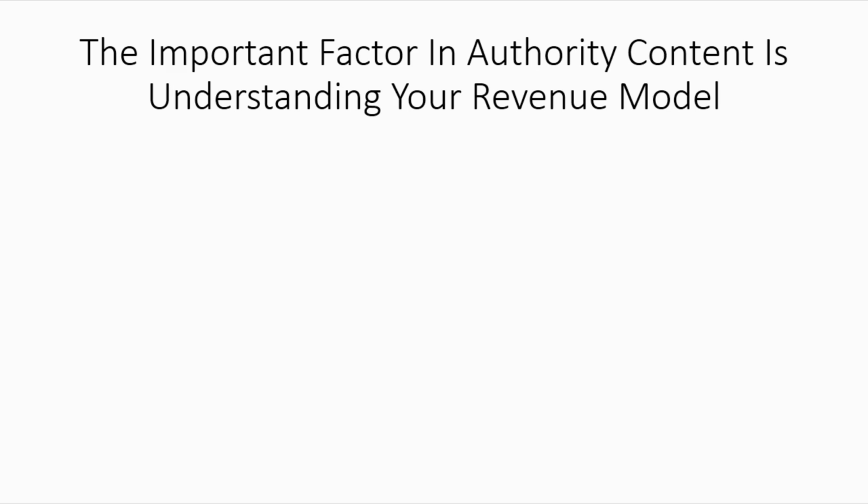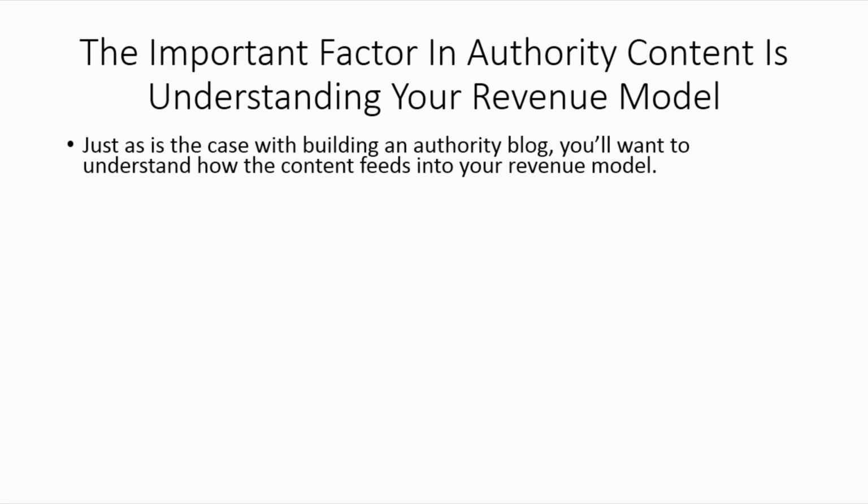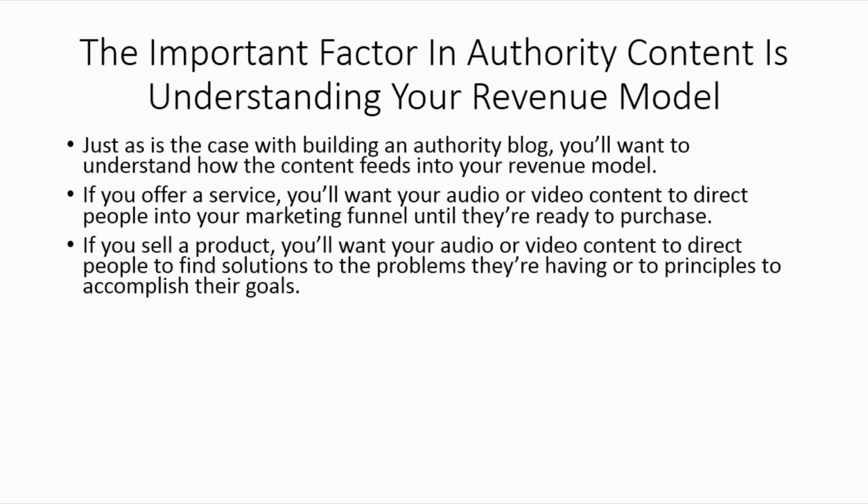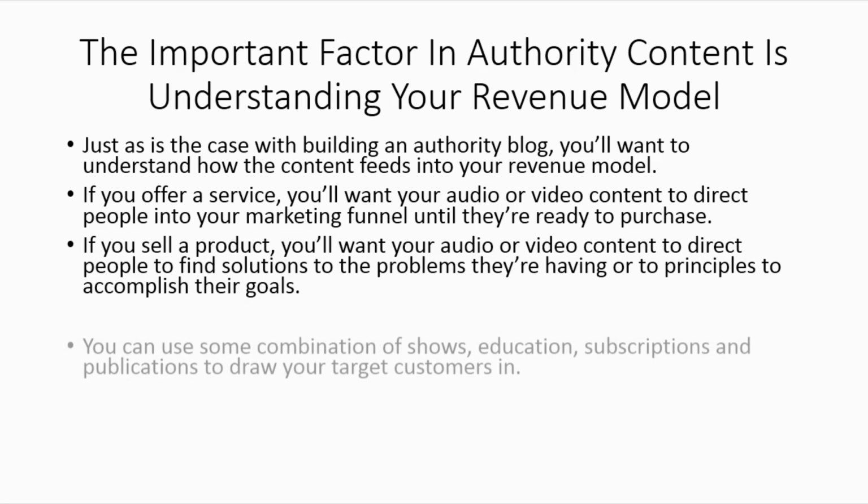Now, the most important factor in your authority content model is going to be your revenue. And what do we mean by that? Well, you will want to understand how the content that you're doing feeds people into getting them in position to buy. Ultimately, when you're looking at this, you want to try to figure out what you primarily offer. What is it that you primarily sell? If you offer a service, you're going to want your audio or your video, your alternative content, to direct people into your marketing funnel until they're ready to make their purchase. If you sell a product, you'll want your audio or video content to direct people to find solutions to the problems they're having or the principles that are going to help them accomplish their goals.